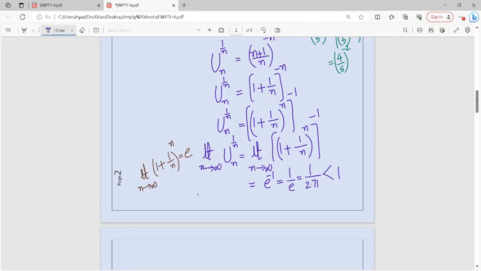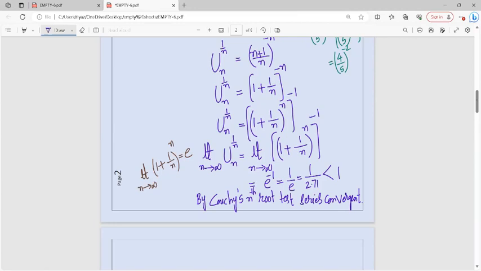So by Cauchy's nth root test, or simply you can say the root test for series. You know, for less than 1 what do we have? For less than 1, by Cauchy's root test, the given series, matlab the sum of un, is convergent. This is the end of this problem.